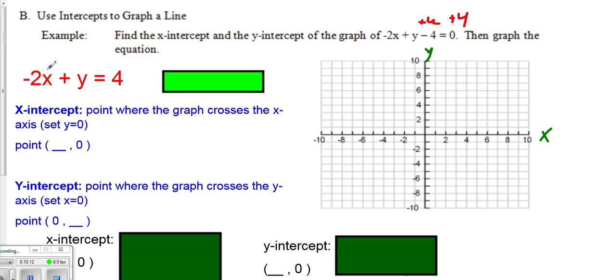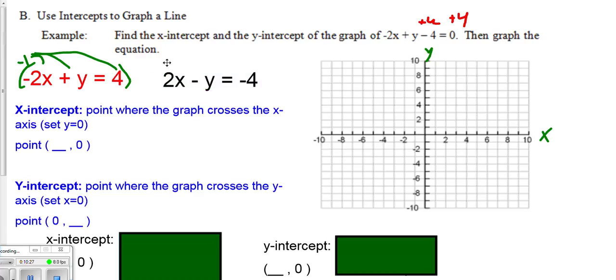Now we can't have this negative 2. We need to multiply everything by this negative 1. So negative 1 here, negative 1 here, negative 1 here. When we do that, each piece gets changed, so it's 2x minus y equals negative 4.